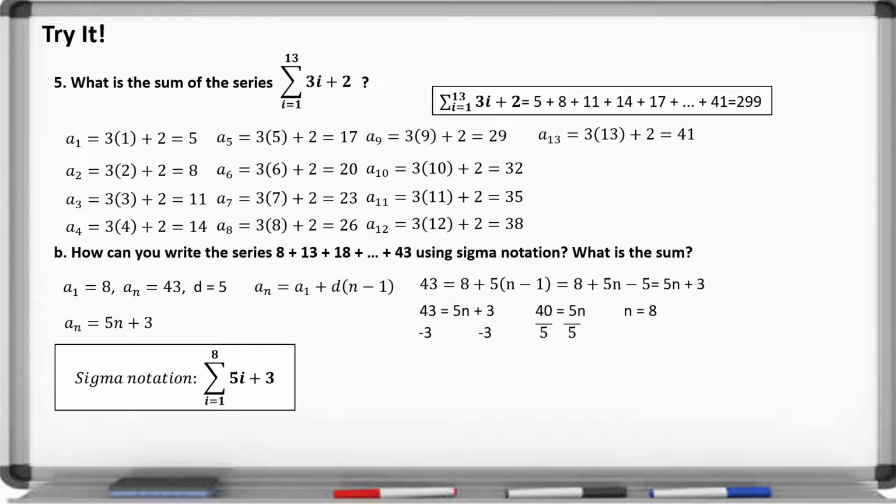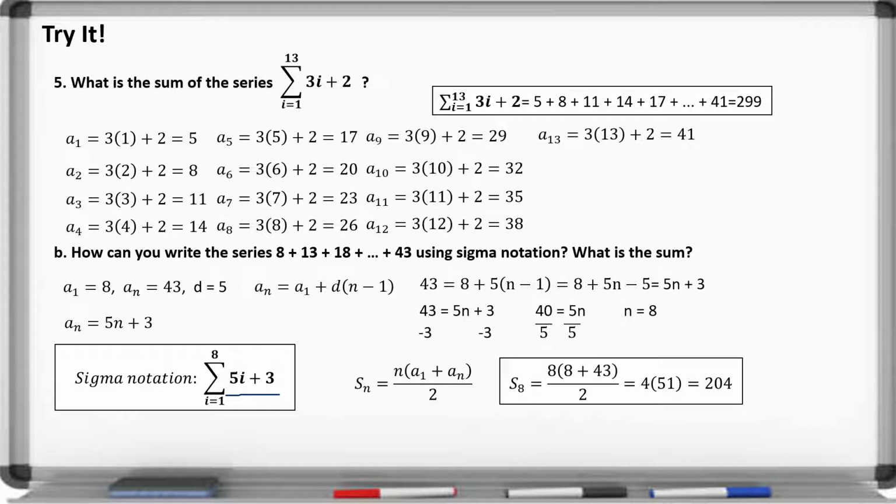All right, so we went ahead and made the adjustments. So now this is 5i plus 3 instead of 5n plus 3. Now if we want to find the sum from 1 to 8 of this guy, we need to use the following formula. So this is the formula for the series. If we want to find the sum, we know that n is 8, so we can plug that in.